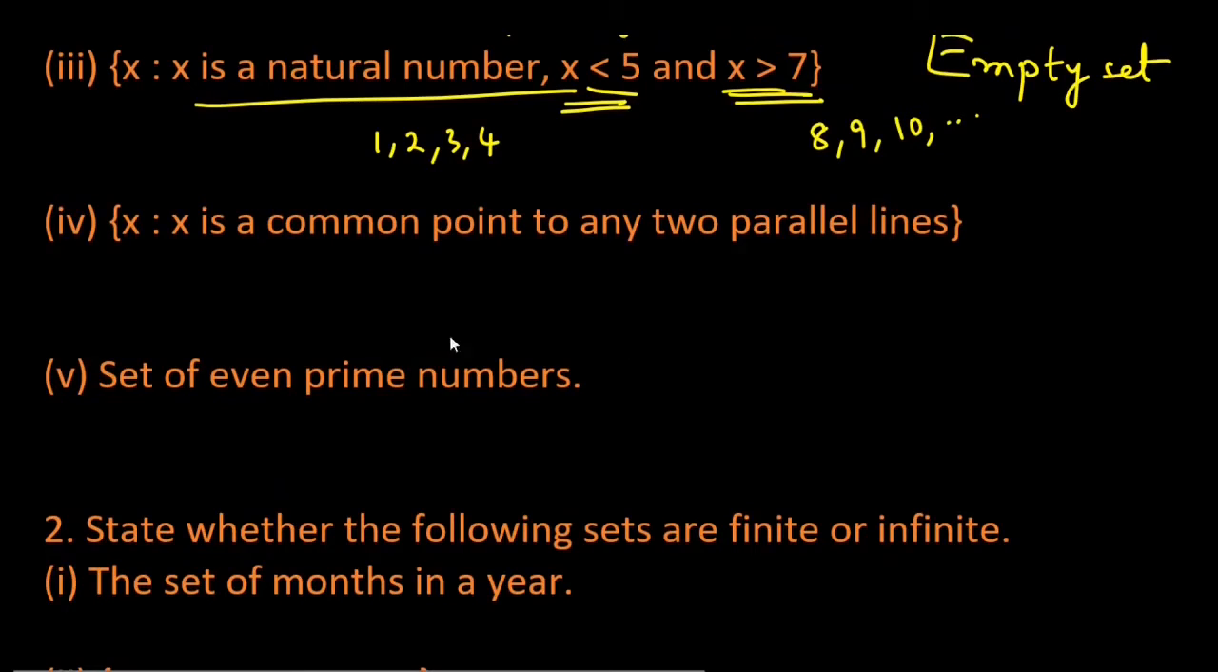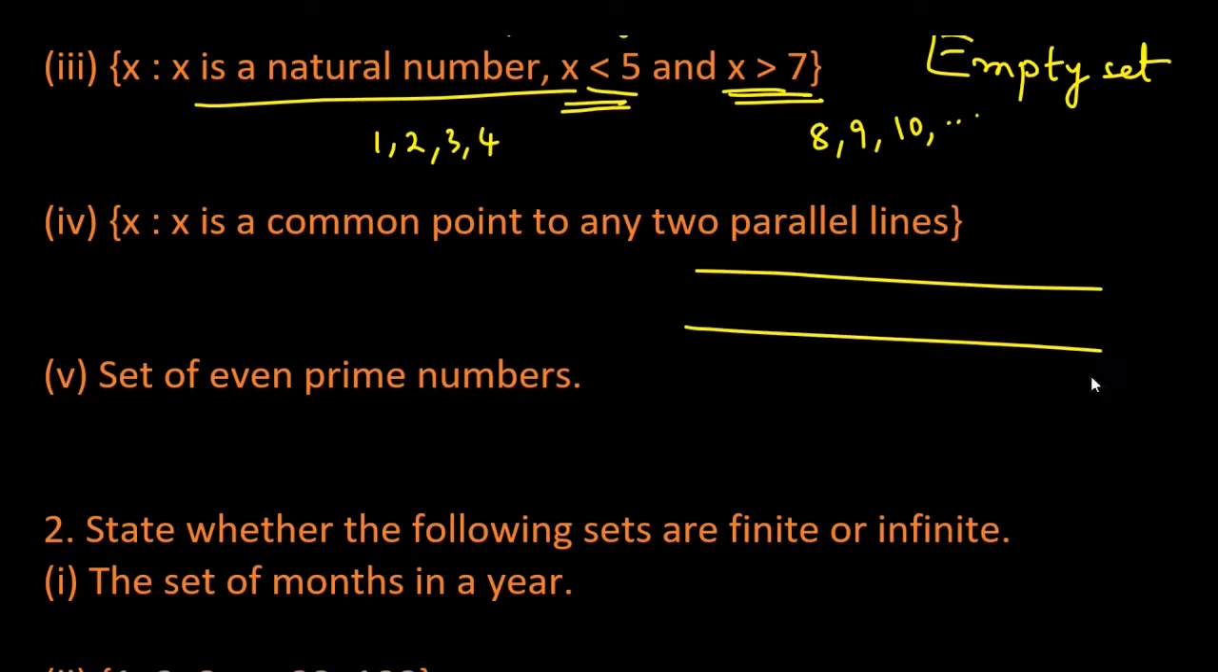Fourth one, x is such that x is a common point to any parallel lines. Parallel lines never meet. There is no common point for any two parallel lines. So this set is an empty set.